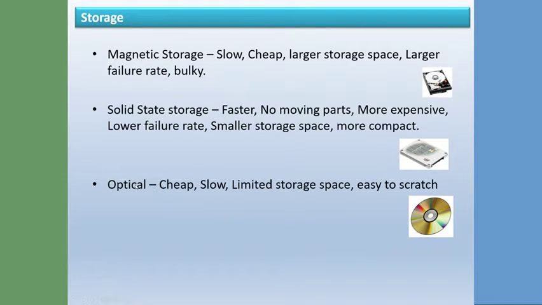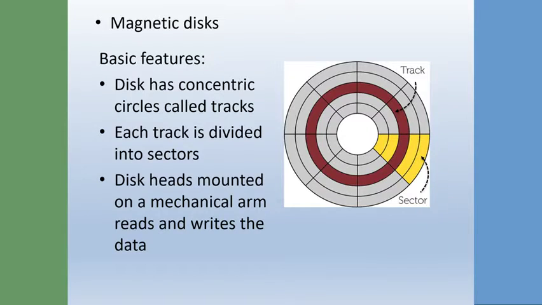And then finally, optical disks. They're a little bit outdated now. Not many people tend to use them. They're cheap. They have very slow access speed. You have very limited storage space. So a CD can only hold about 700 meg. And they are very easily damaged. They're very easy to scratch. You put it down on a surface and it will scratch very easily.